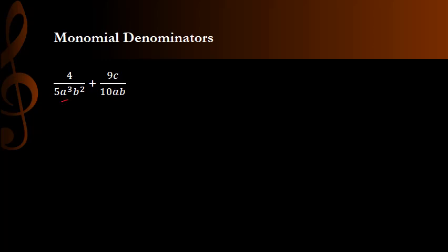Well, we've got an a cubed, and a b squared, and an ab. So part of that is going to be a cubed b squared. And then we've got 5 and 10. So 5 is 5 times 1, 10 is 5 times 2. And so 5 times 2 is my least common multiple, so it's 10a cubed b squared. Now I've got to think about each rational expression and what is it going to take to get both of these denominators to 10a cubed b squared.